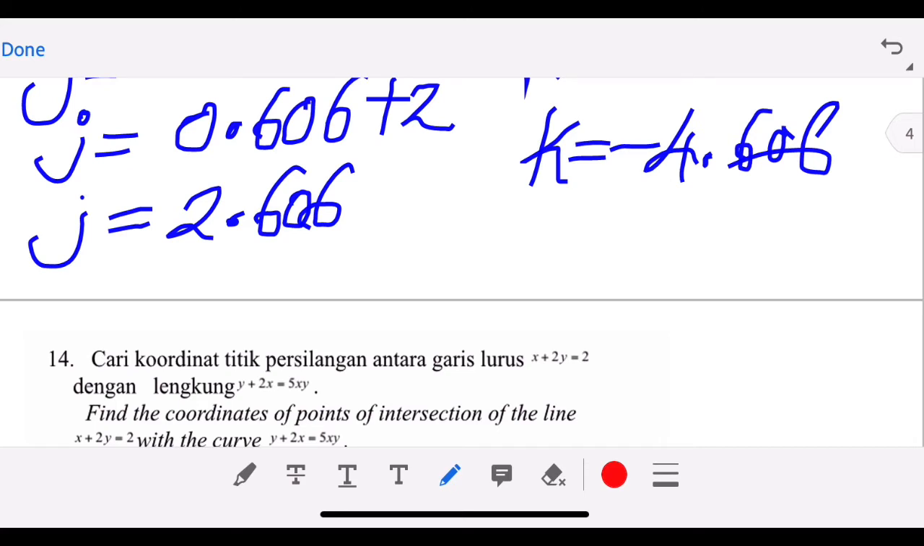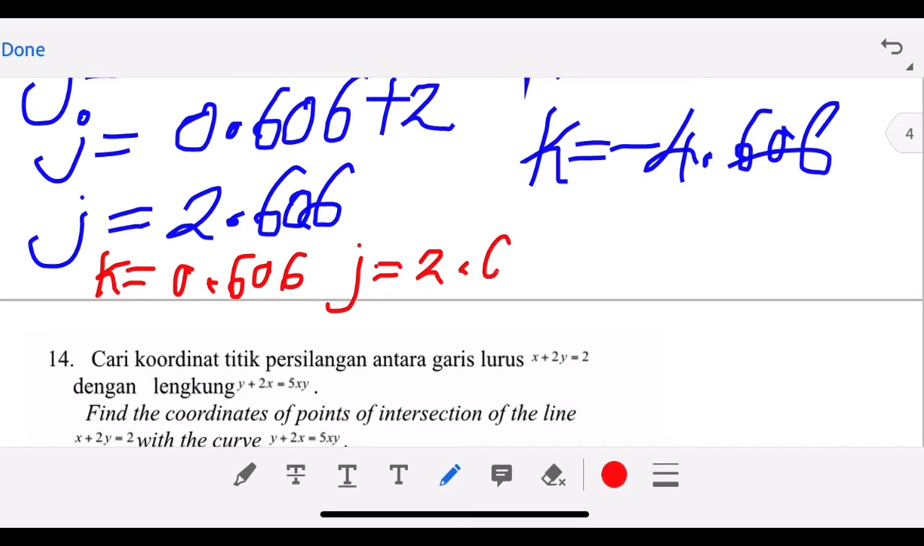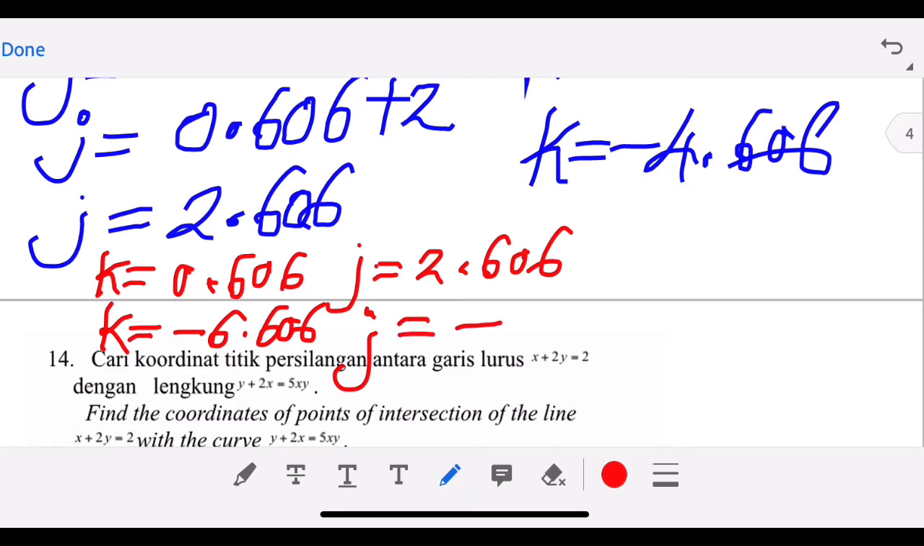That means if the k is 0.606, then your j will be equal to 2.606, right? And if the k is negative 6.606, then j should be negative 4.606, okay? So normally we want the answer like this. Alright, so make sure you write k and j.